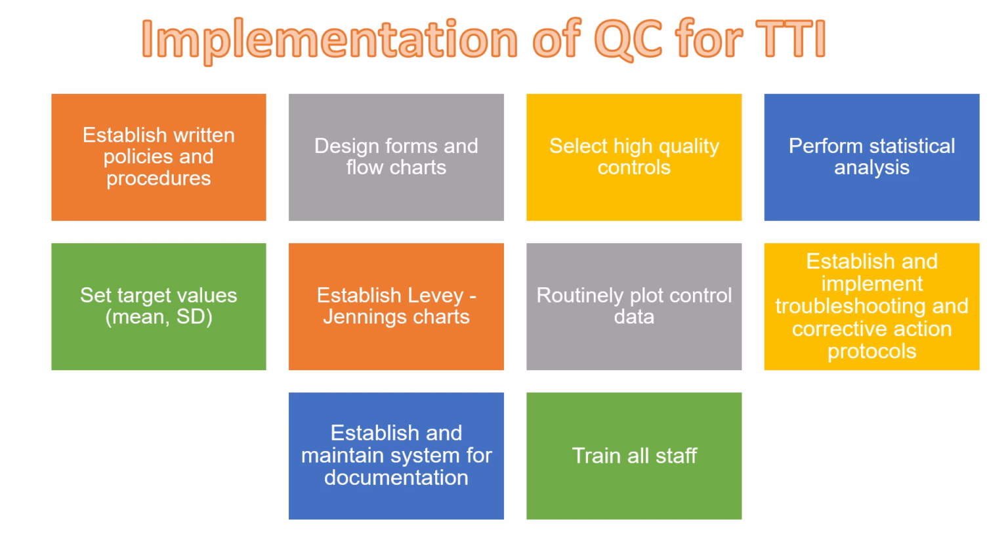Implementation of QC for TTI. How can we implement it? We can implement QC for TTI by establishing written policies and procedures, designing forms and flowcharts, selecting high quality controls, performing statistical analysis, setting the target values, establishing LJ charts, routinely plotting control data, establishing and implementing troubleshooting and corrective action protocols, establishing the main system for documentation, and by training our staff.